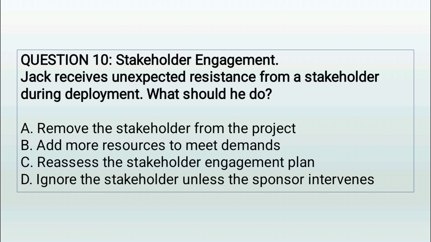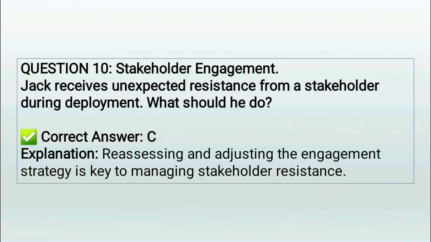Question 10. Jack receives unexpected resistance from a stakeholder during deployment. What should he do? A. Remove the stakeholder from the project. B. Add more resources to meet demands. C. Reassess the stakeholder engagement plan. D. Ignore the stakeholder unless the sponsor intervenes. Correct answer: C. See explanation. Reassessing and adjusting the engagement strategy is key to managing stakeholder resistance.